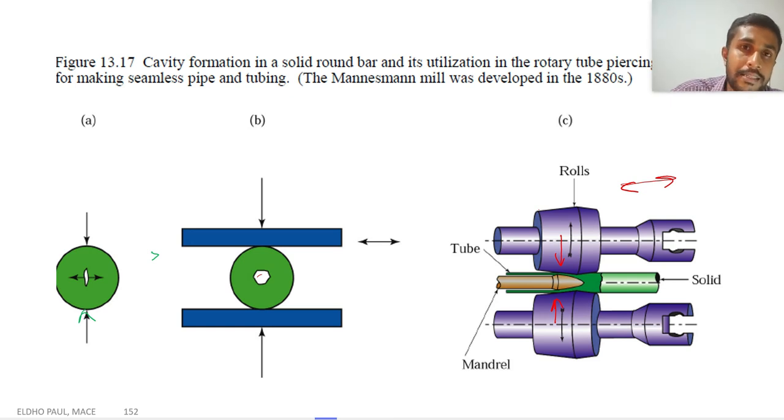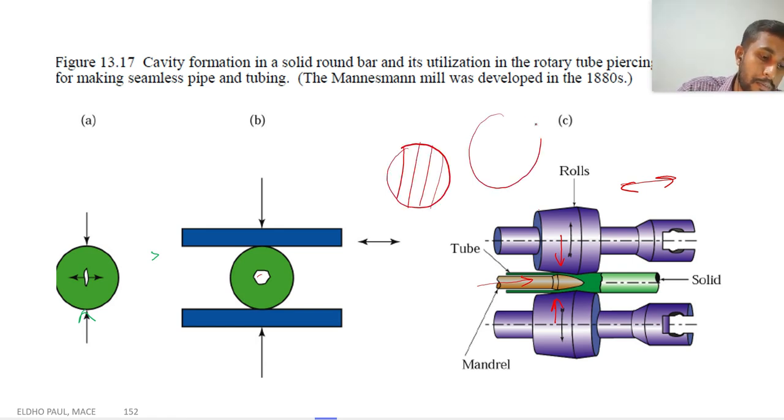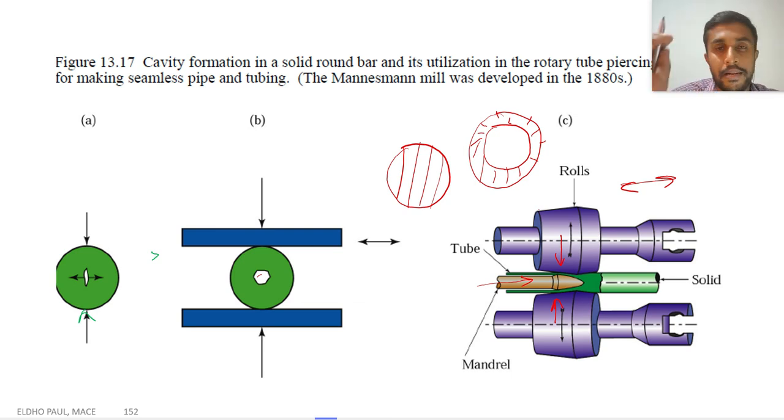How do we increase the size of the cavity? Then we insert a mandrel through the cavity, and thereby we can increase the size of the cavity and we can convert the solid workpiece into a hollow pipe. This was a solid. Okay, this will be the cross section after the Mannesmann process. We can convert this region into a hollow region.